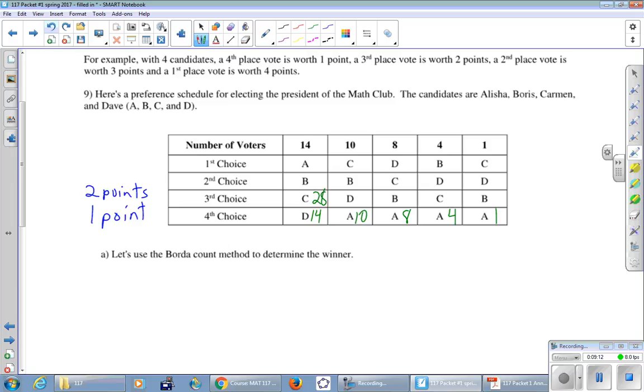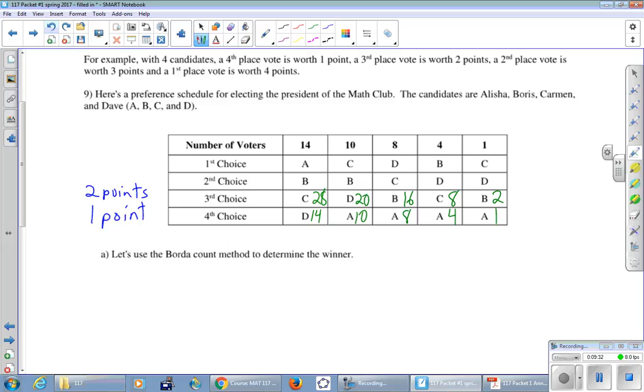Okay, moving on to D right here. 10 people each gave D 2 points, so 10 times 2, that's 20 points. And the next column, 8 times 2 is 16, 4 times 2 is 8, and 1 times 2 is 2 points.